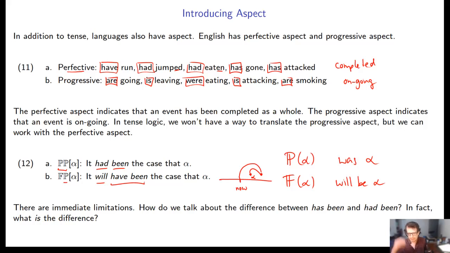Okay, now this is not a great implementation, so I don't want to spend too much time on this because this is just not too good. So one main reason is that there's not really a difference between has been and had been. Now, this might not seem big, but this is big because has is present tense and had is past tense.